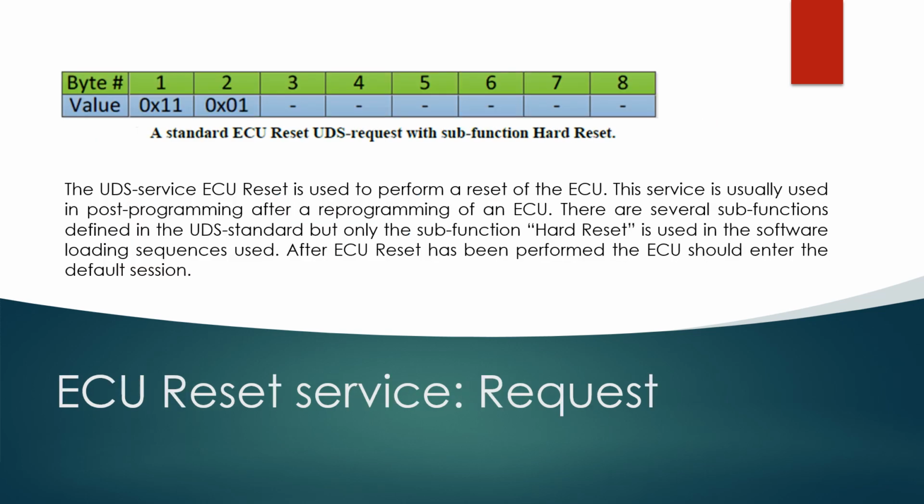Second operation, or the second request which we are talking about, is ECU reset. Definitely, the service ID for ECU reset is 11. The sub function here is hard reset, that's why we use 01. So 1101 is the requested byte for the ECU request.